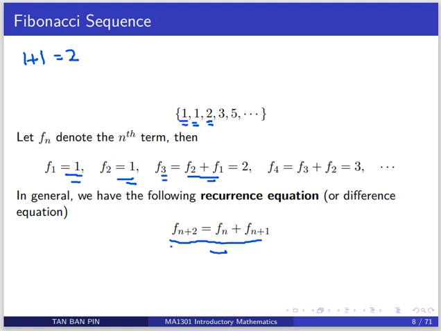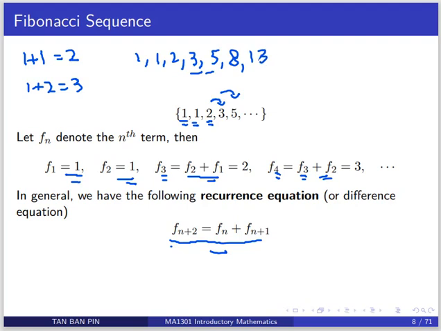Then after getting the third term, to find the fourth term, you take the third term plus the second term. So it will be 1 plus 2, right? So 1 plus 2 gives you 3. Continuing this pattern, to get the next term, 2 plus 3 gives you 5. To get the next one, 3 plus 5, so it should be 8. So it should be 1, 1, 2, 3, 5, 8, and the next one will be 5 plus 8, 13, and so on.